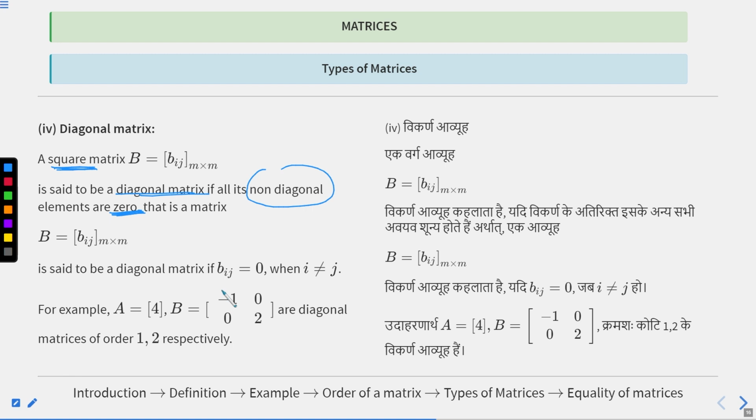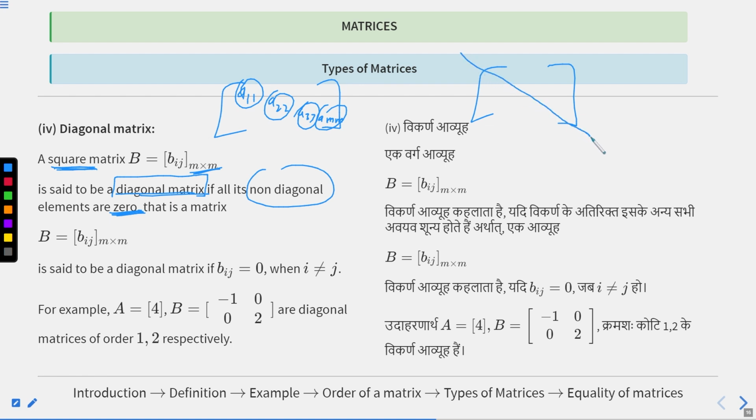For example, first of all, what do we mean by diagonal? The diagonal elements are A11, A22, A33 and so on, these positions. Because this is a square matrix, it has the same number of columns and the same number of rows. So elements in this path, elements or entries in this diagonal, we will be calling diagonal entries or diagonal elements.